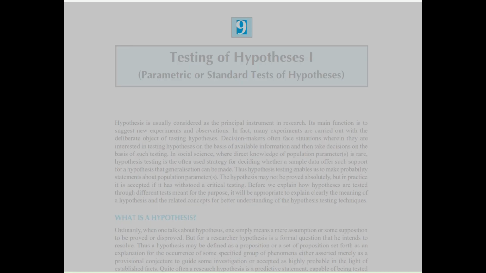9. Testing of hypotheses I. Parametric or standard tests of hypotheses. Hypothesis is usually considered as the principal instrument in research. Its main function is to suggest new experiments and observations. In fact, many experiments are carried out with the deliberate object of testing hypotheses.